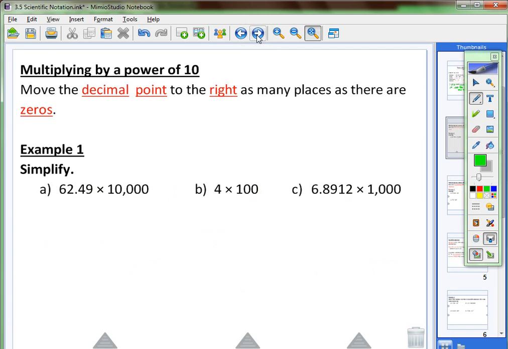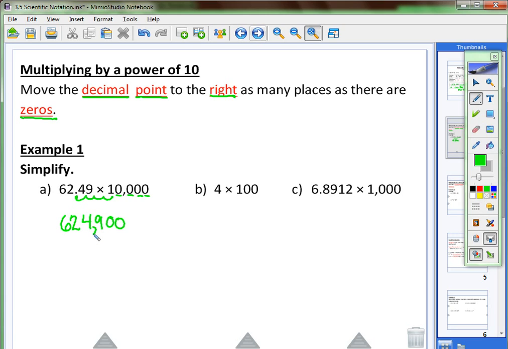Next, this part is in your outline. We're going to start with multiplying by a power of 10, which is essentially what we just did. To do that, you have to move the decimal point to the right as many places as there are zeros. So in example 1, part A, our decimal point starts right here, and we have 1, 2, 3, 4 zeros, so we need to move 1, 2, 3, 4 places. And we end up with 6249 and 2 extra zeros, so 624,900.